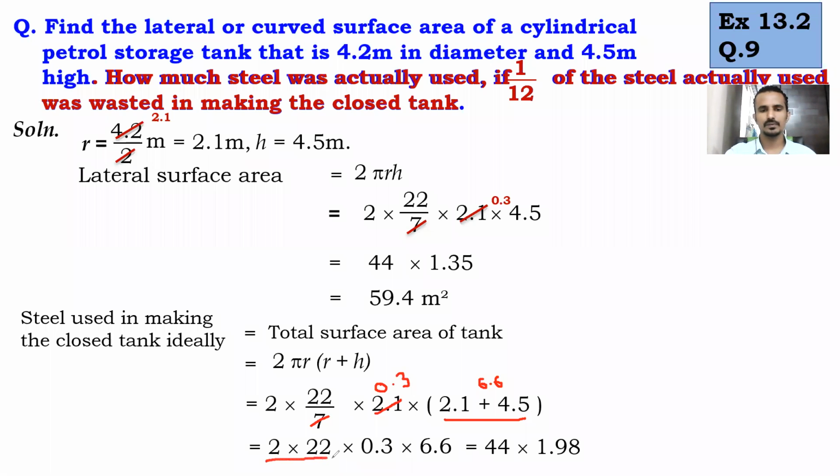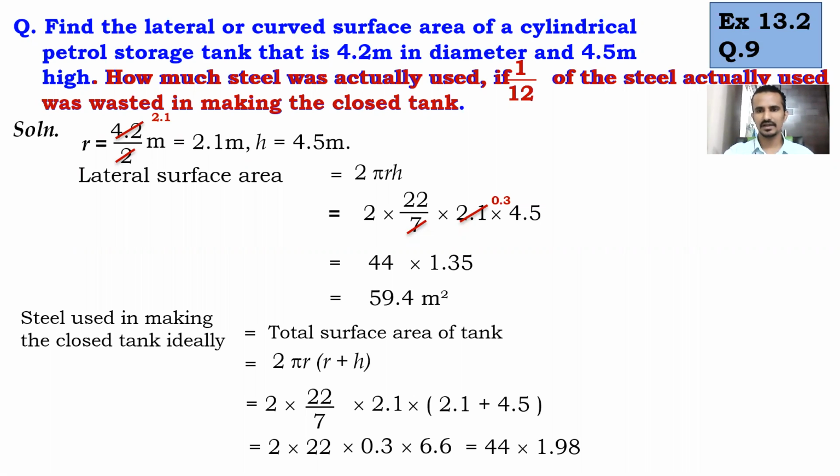2 into 22 into 0.3 into 6.6. So 2 into 22 is 44 and 0.3 into 6.6 is 1.98. So just multiply this now, all of you. 44 into 1.98. Get this calculation done. 2 into 22, that is 44. 44 into 1.98.